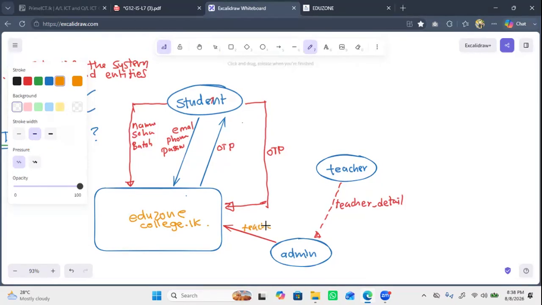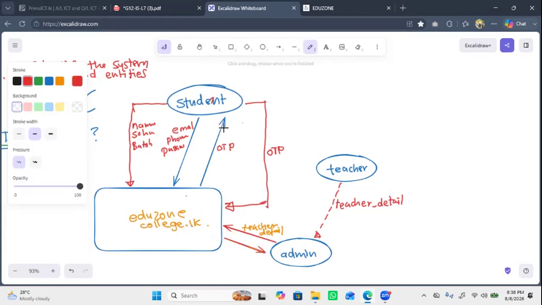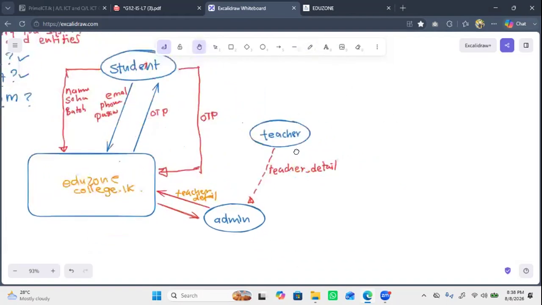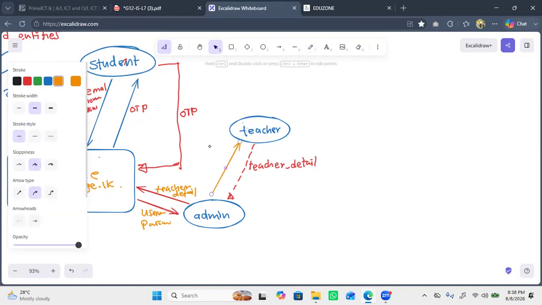Teacher detail to the system. Right. Okay. After that, the system will give back the username and the password of the relevant teacher. Let's write it: username, password. Right? Okay. Then admin Hilmi sir will give this back to our teacher.